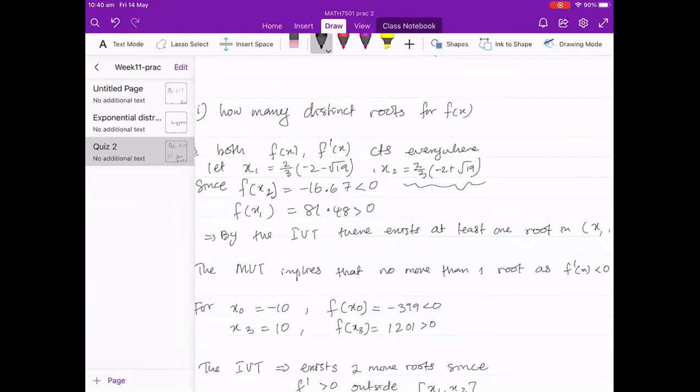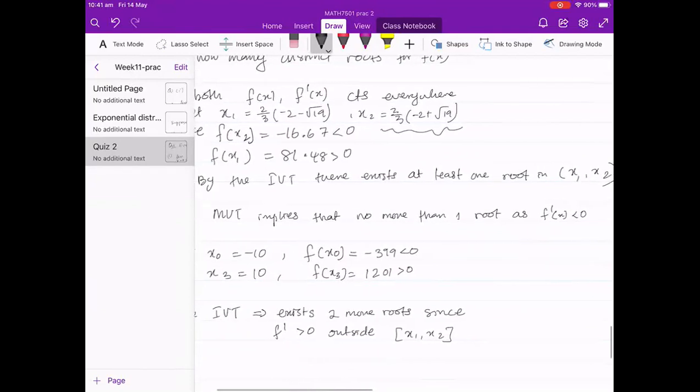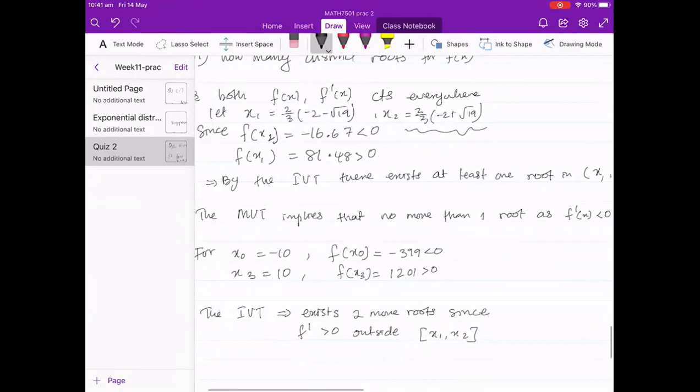Then let's look at some other points. x0 is minus 10 and x3 is plus 10. I got sign changes for f again. Then again, by the intermediate value theorem, there exists 2 more roots, since f dash is positive outside. Is that the intermediate value theorem? This is the mean value theorem.